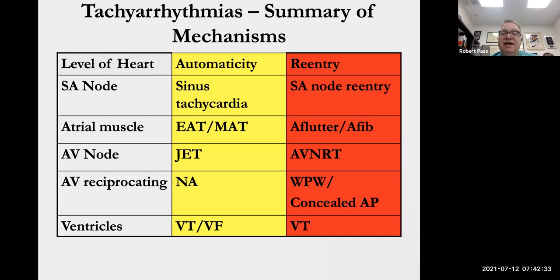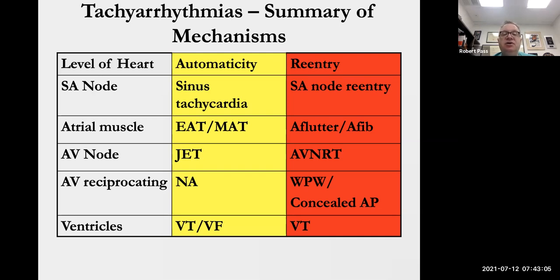So at the level of the SA node, when we think about automatic arrhythmias, really the only one affecting that is sinus tachycardia, which is not necessarily an arrhythmia, although there is a condition of so-called inappropriate sinus tachycardia. And then rarely there are patients who have this rare condition called SA nodal reentry, where patients have a normal P wave, but it stops and starts suddenly, and there's truly reentry in the SA node. I've seen this a handful of times.